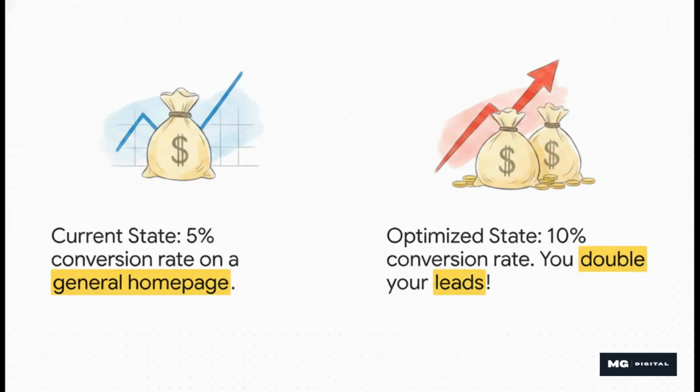Let's actually break down the math here. Imagine your current state. You're spending $2,000 a month on Google Ads, you're sending all that traffic to a general homepage, and you're converting at, say, 5%. Not great. Now look at the optimized state. If you fix that destination by building a hyper-focused landing page, and that improves your conversion rate to 10%, you have literally just doubled your leads. And the crazy part? You did it without spending a single extra dime on your monthly Google Ads budget. That one-time cost to build the landing page literally pays for itself almost instantly.